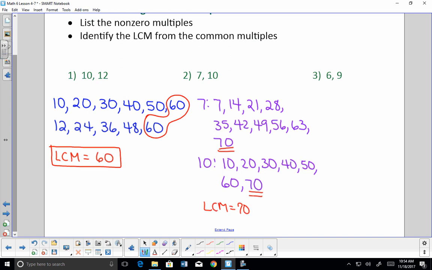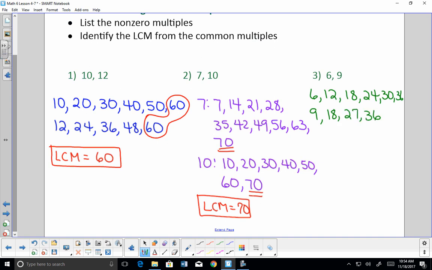Alright. Let's look at the next one. 6 and 9. Okay, multiples of 6 are 6. 6 times 2 is 12. 6 times 3 is 18. 6 times 4 is 24. 6 times 5 is 30. 6 times 6 is 36. Multiples of 9. 9 times 1 is 9. 9 times 2 is 18. 9 times 3 is 27. 9 times 4 is 36.